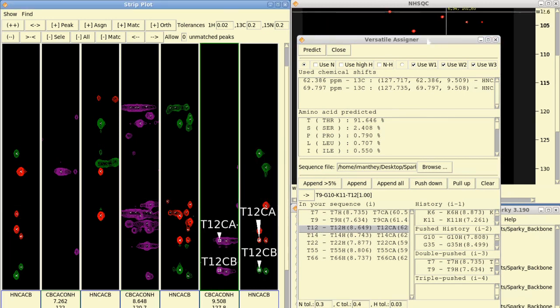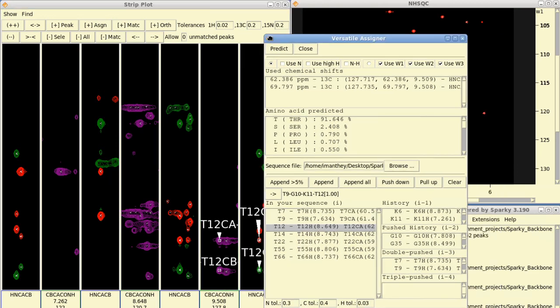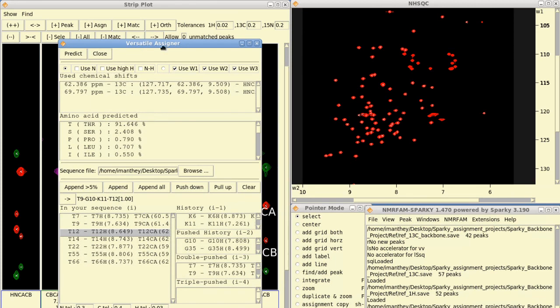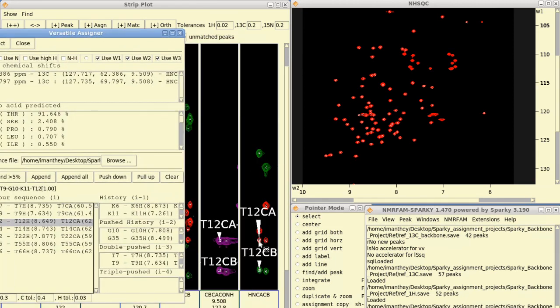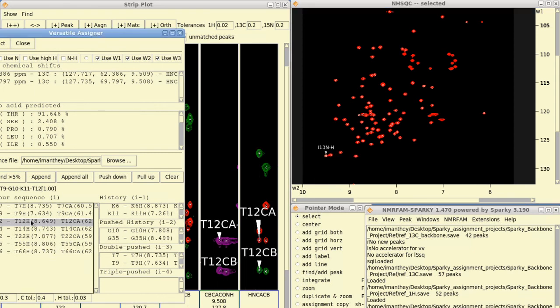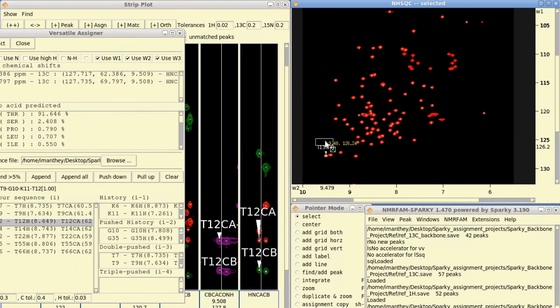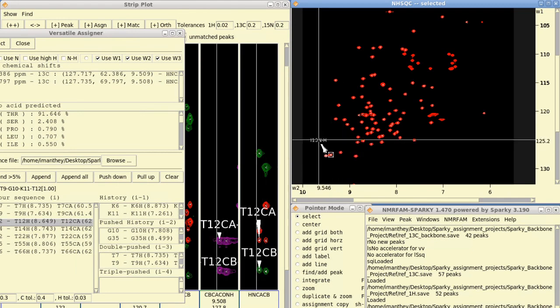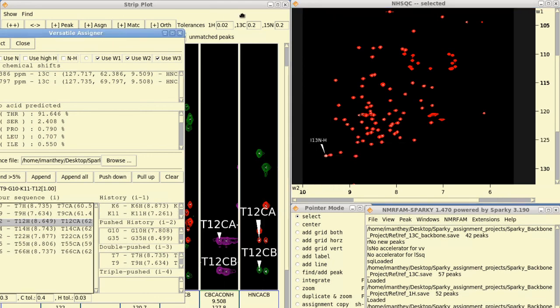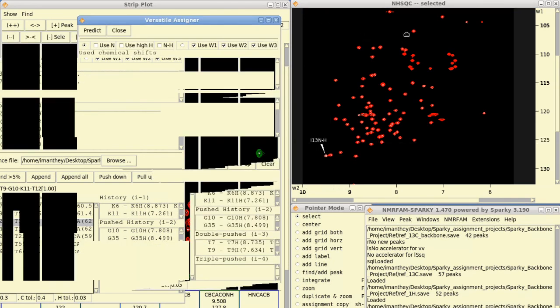You can also come to something like your NHSQC and Versatile Assigner over here. Just if we look at which peak came from this one right here. So we can go ahead and again double click on that T12 and it'll pop up with your assignment. Obviously this is going to be the I plus one nitrogen information, so that is why it is I13 and not T12.